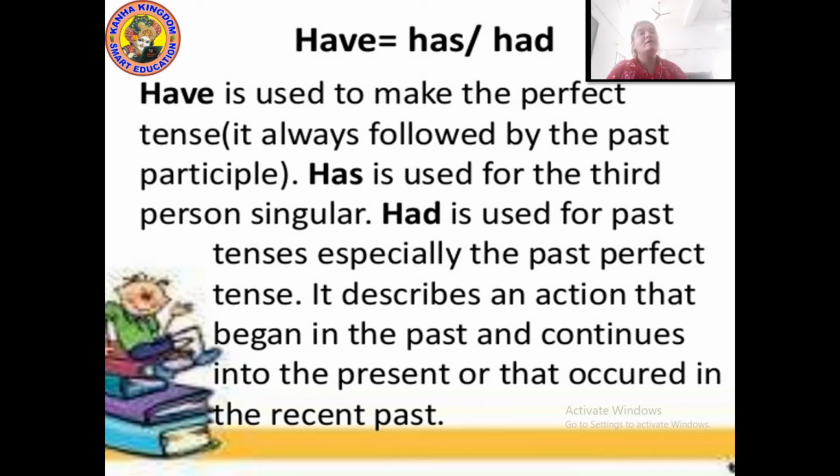So these were our today's auxiliary verbs: be, am and are, be, do and have. Fine.